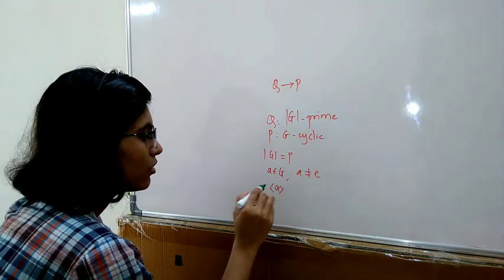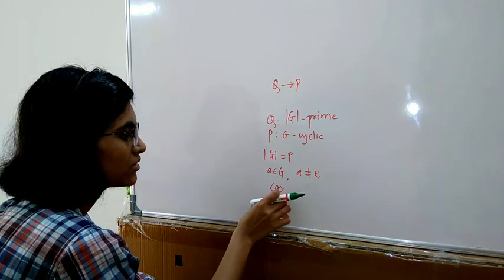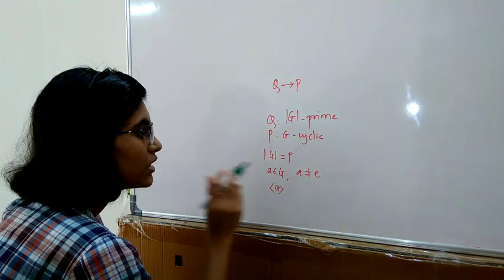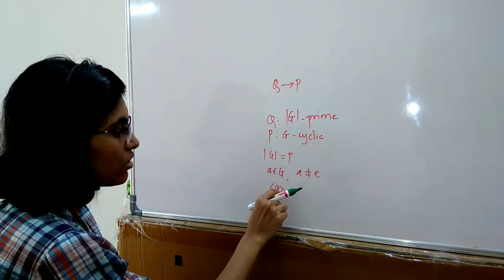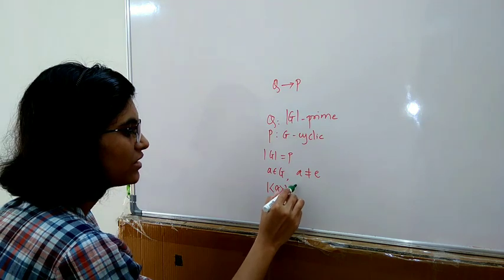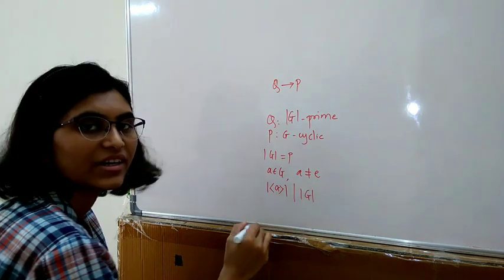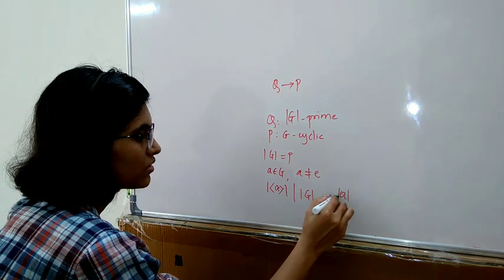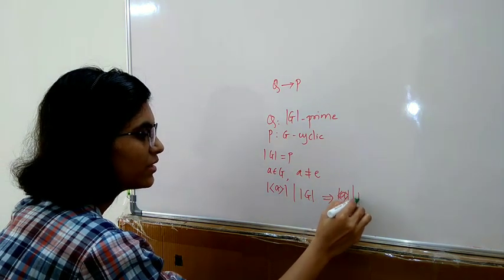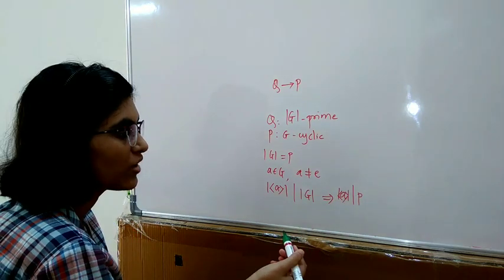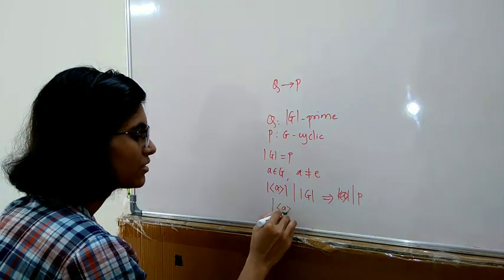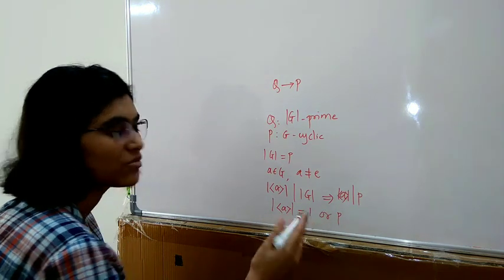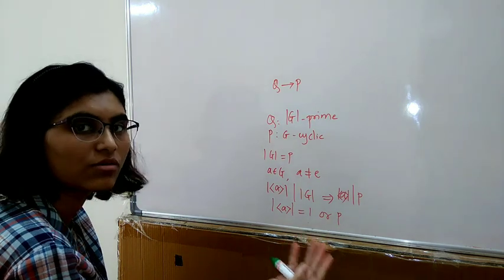All of us know that whenever we take the subgroup generated by some element, it is always a subgroup of G. So by Lagrange's theorem, the order of this subgroup must divide the order of the group G. This means the order of the subgroup generated by a must divide p. So what are the choices for this order? It is just 1 or p, because p is a prime, so the only divisors of p are 1 and p.